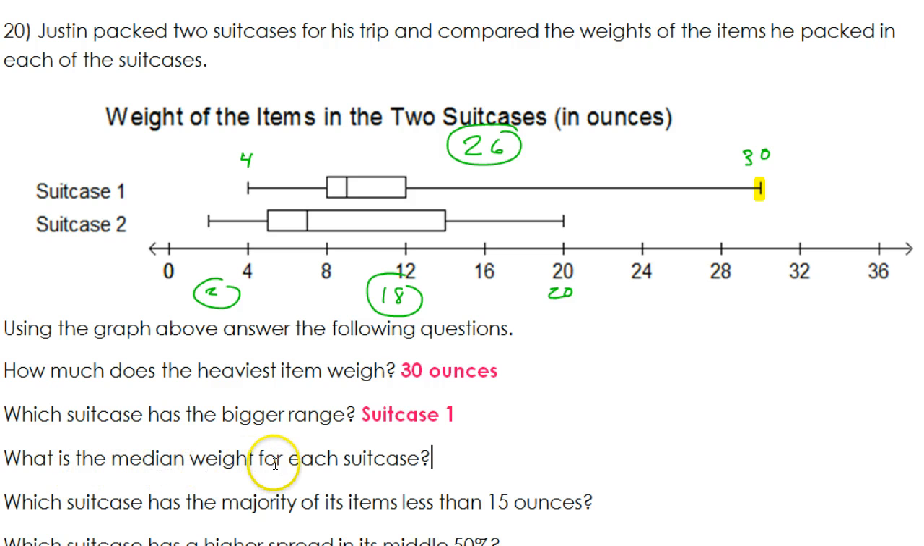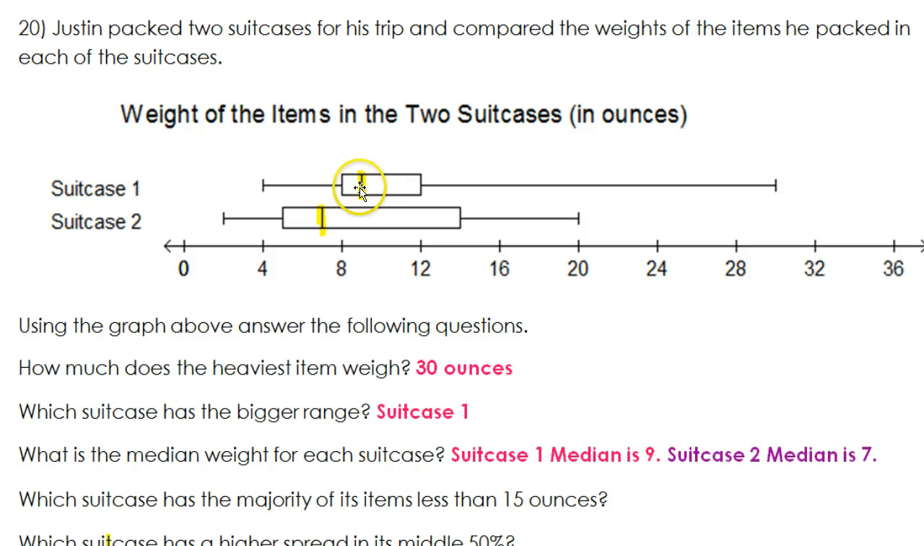What is the median weight for each suitcase? Well, the median is reflected by the line in the middle of the box and whisker plot. This is the median of suitcase 1, and this is the median of suitcase 2. Suitcase 1 has a median of 9, because this 10 would be right in the middle, and it's a little bit to the left, so that's 9 ounces. Similarly, suitcase 2 has a median of 7, because this would be 6 right in the middle, and it's a little bit over to the right, so 7 ounces.